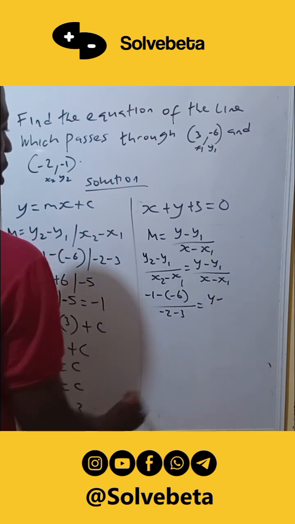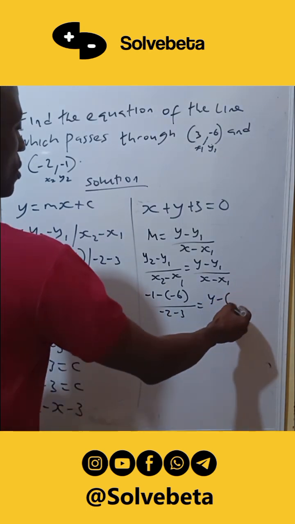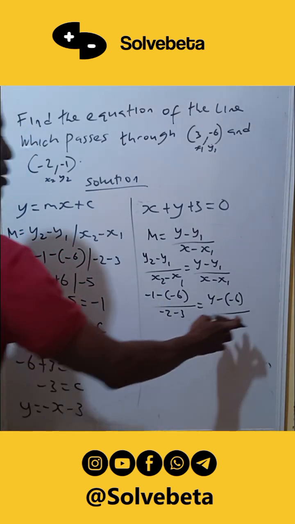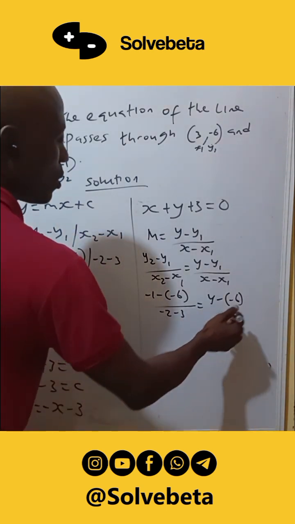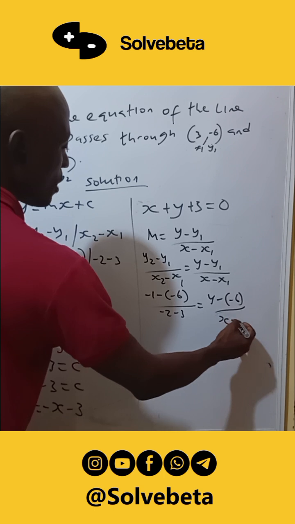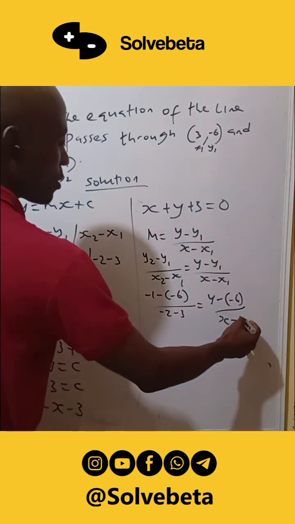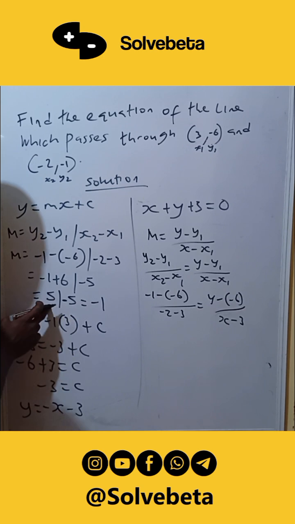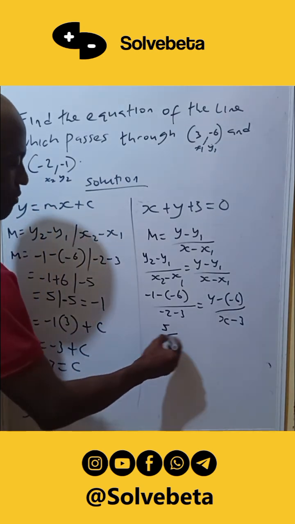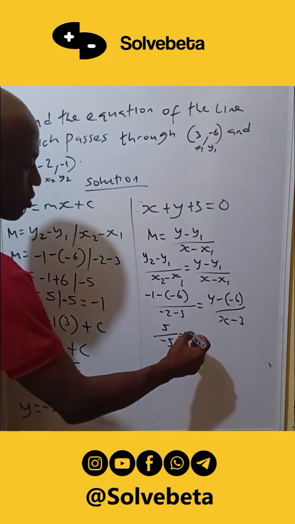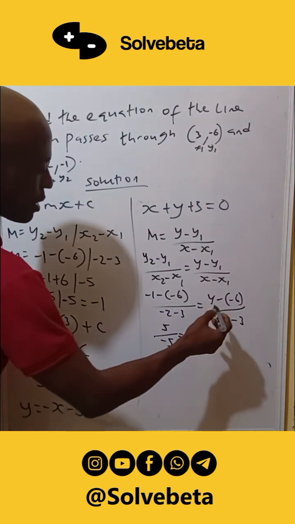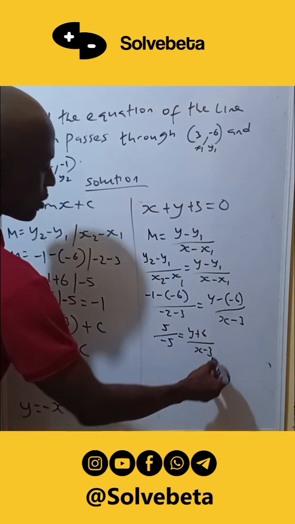y minus, what's y1? Minus minus 6, all over x will be left alone, minus, what is x1? 3. Now if you solve for this, we have here 5 over minus 5 is equal to y plus 6 over x minus 3.